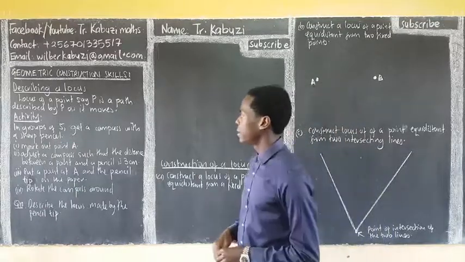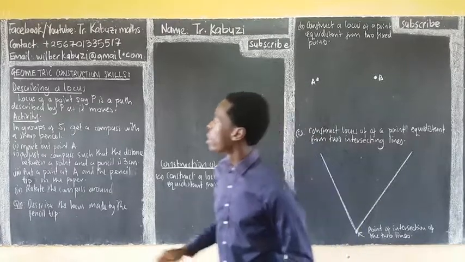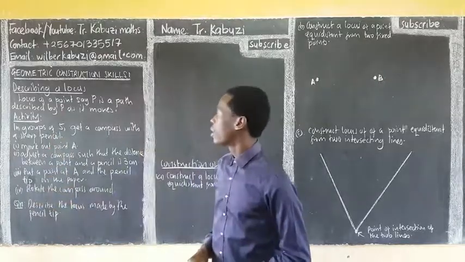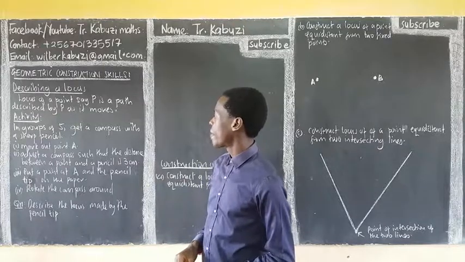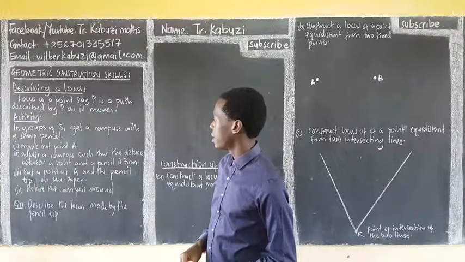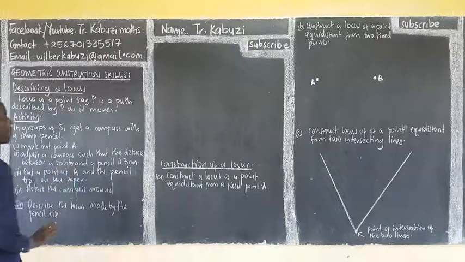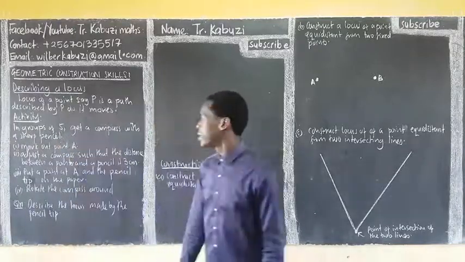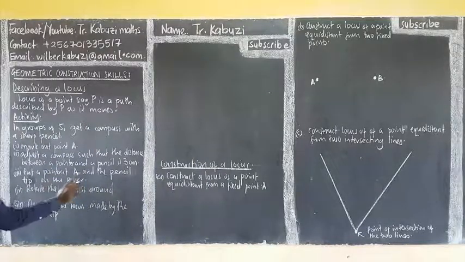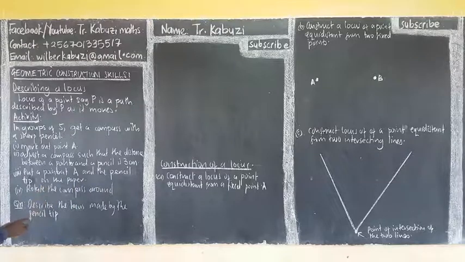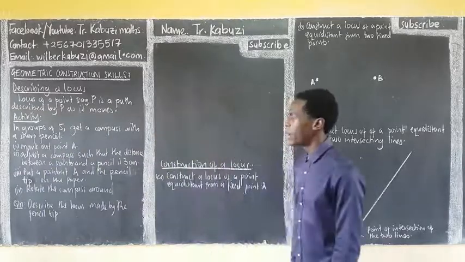So let us see this activity in groups of 5. Get a compass with a sharp pencil. Mark out point A on a paper. Adjust the compass so that the distance between the pointer and the pencil is 3 centimeters. Put the pointer at A and the pencil tip on the paper. Rotate the compass around. Describe the locus made by the pencil tip.